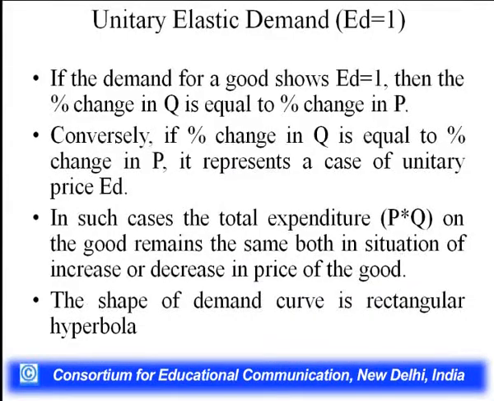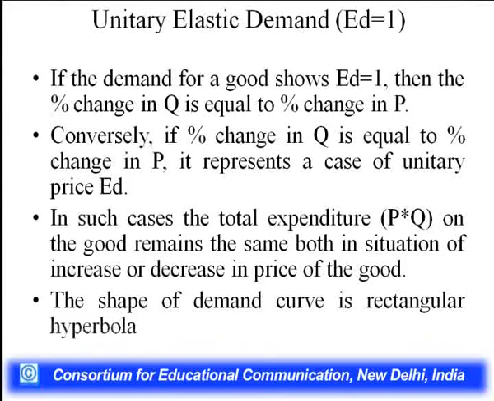Unitary elastic demand, wherein ED is equal to 1. If the demand for a good shows elasticity of demand ED equal to 1, then the percentage change in quantity demanded is equal to the percentage change in price. Conversely, if percentage change in Q is equal to percentage change in P, it represents a case of unitary elasticity of demand. In such cases, the total expenditure P into Q on the good remains the same, both in situation of increase or decrease in price of the good. The shape of the demand curve is a rectangular hyperbola.